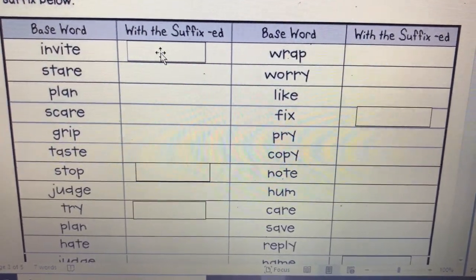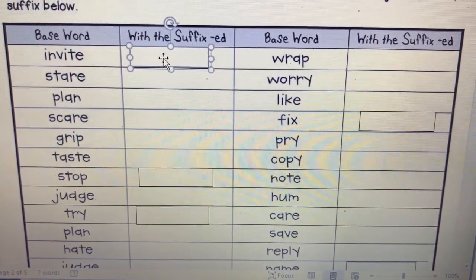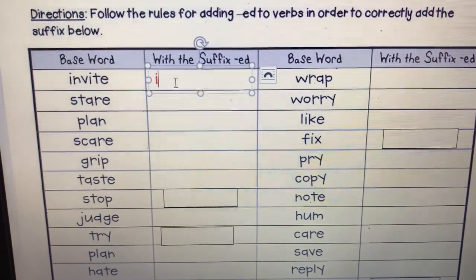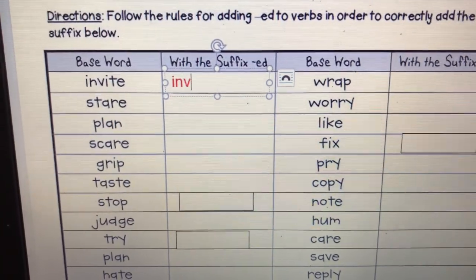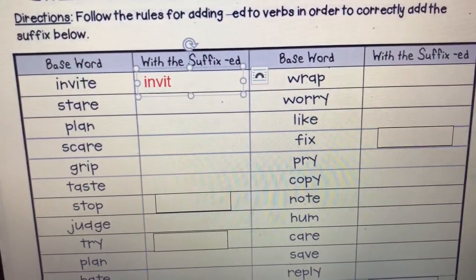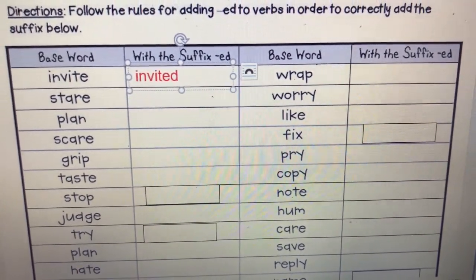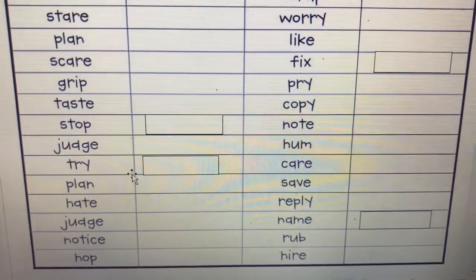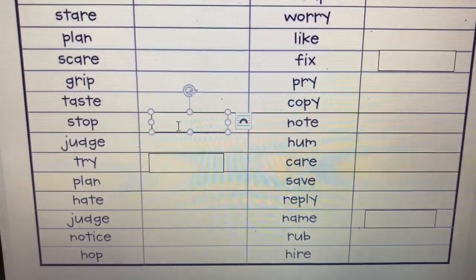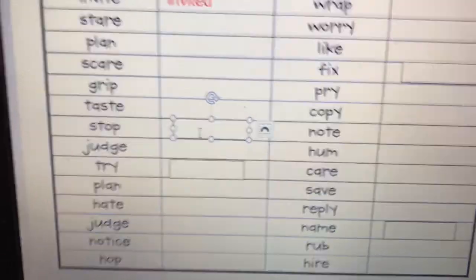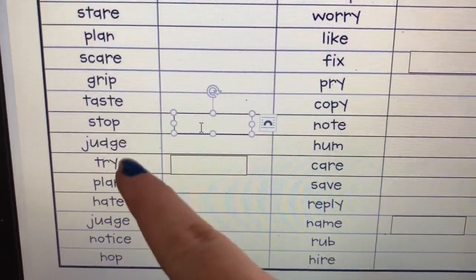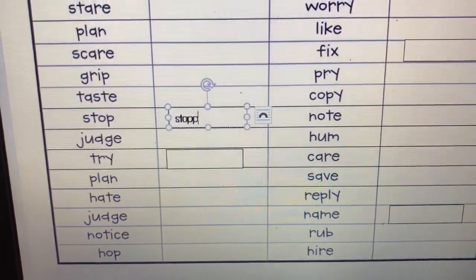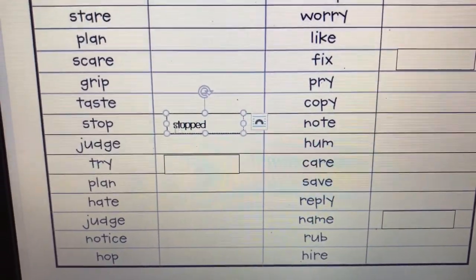So here we have the word invite. To change it to invited, remember it ends with an E, so we pretend that E isn't there and we add ed. So I have invite, ed. Let's look at a few more. So now here I have the word stop. To make it stopped, I have a vowel and then I have a consonant, so then it becomes S-T-O-P-P-E-D, stopped.